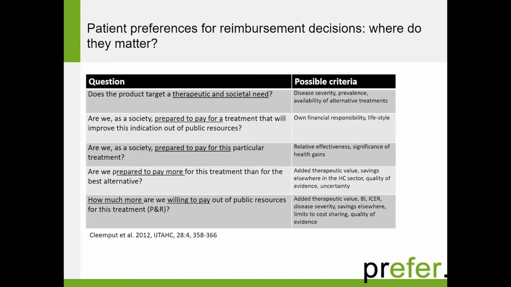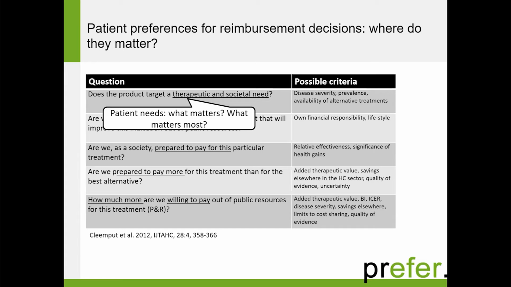To make this decision-making process a little bit more transparent and divide it in smaller pieces, smaller decisions, we developed in 2012 a framework for decision-making on reimbursement. And what I try to do on this slide is to highlight where patient preferences could come into the picture in each of these questions. So the first question would be, does this product target a therapeutic and societal need? Now, the therapeutic need is obviously something that is informed by the patient's needs and the patient preferences. So what matters most to patients?